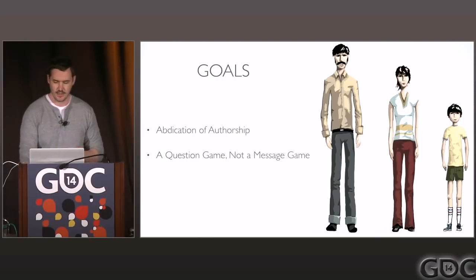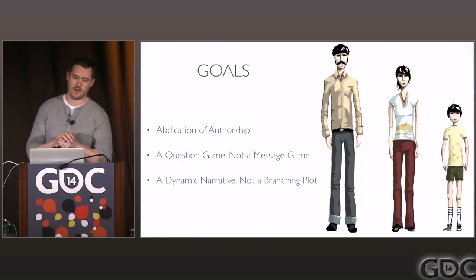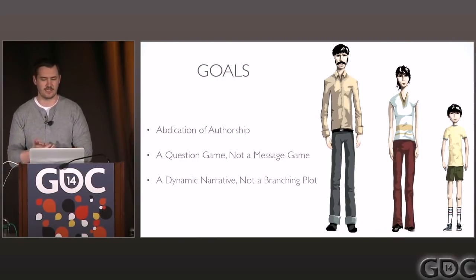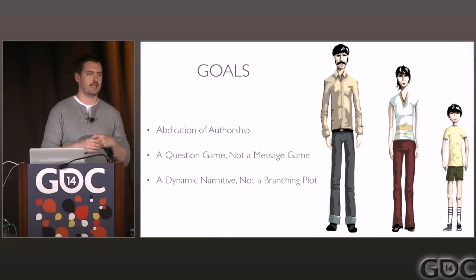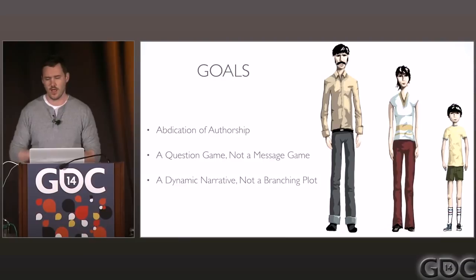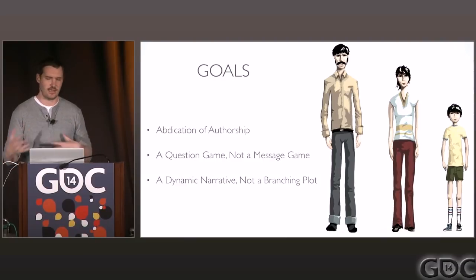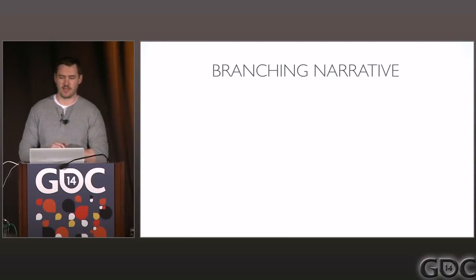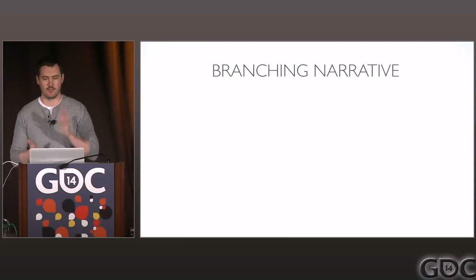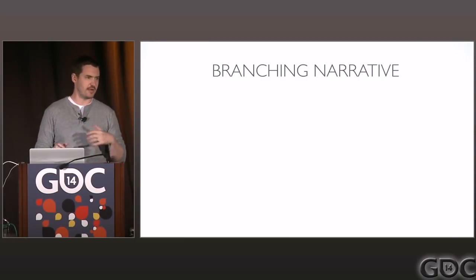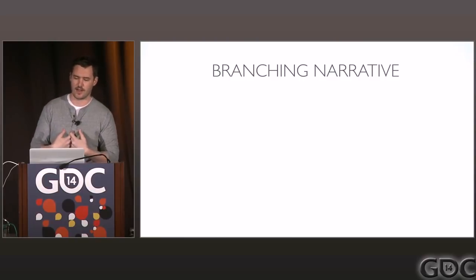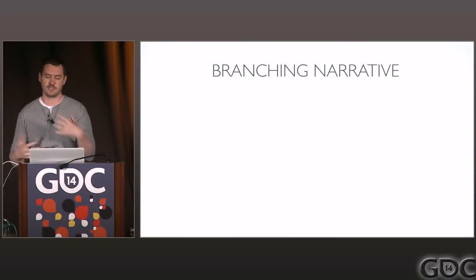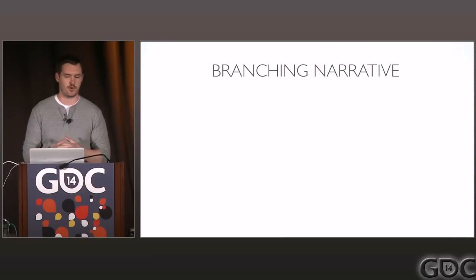So what I really wanted to do was create a dynamic narrative, not necessarily a branching plot. I wanted to create a narrative that was based solely on the player's input as opposed to a branching plot where every player has the same series of events and choices. So I think it'd be useful to quickly establish what I mean by a branching plot. A branching plot is created by a writer or designer, and though the player does make some decisions, the events come in the same order every time.